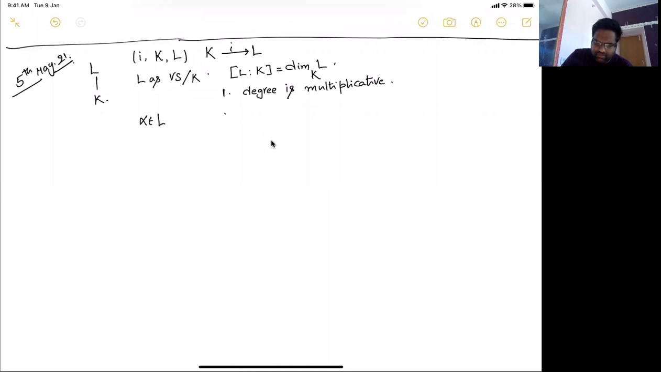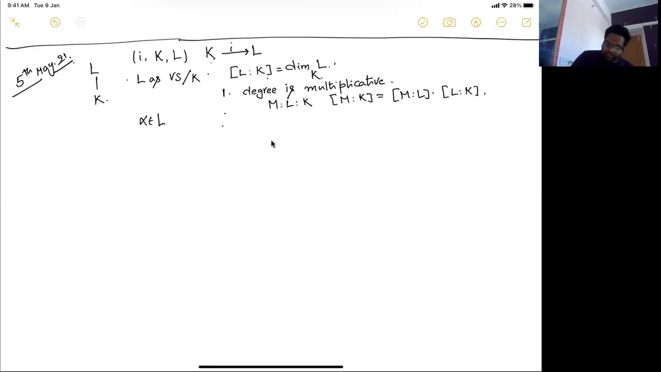So let L over K be an extension, i.e., you have two fields K and L and a ring homomorphism i between them. Then we consider L as a vector space over K and define the degree of an extension L over K as the dimension of the vector space L over K. And we had seen that the degree is multiplicative: if we have an extension K ⊂ L ⊂ M, then the degree of M over K is the degree of M over L times the degree of L over K.